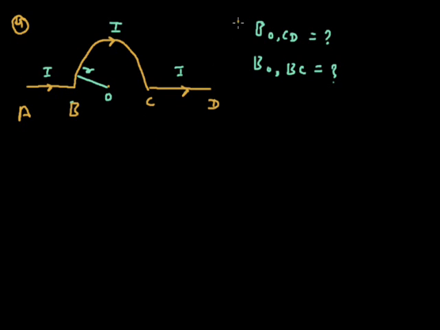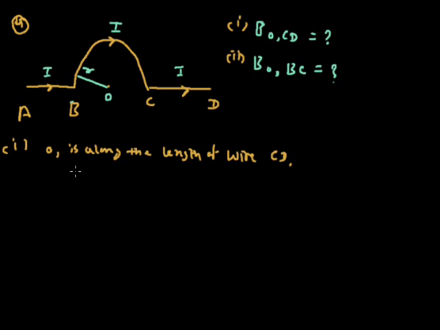This is the first part, and in the second part you will have to find the magnetic field at O due to the part BC, the half circular part. So in the first part, we have to find the magnetic field at O. Now this point O is lying along the length of wire CD. So here at O, we know that when the point is along the wire, the magnetic field will be 0. So BO due to CD is 0. This is the simple theory.